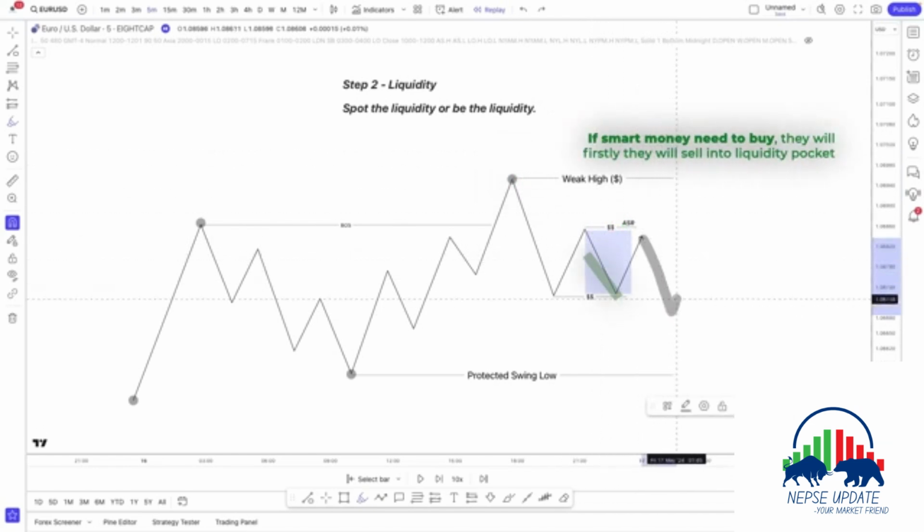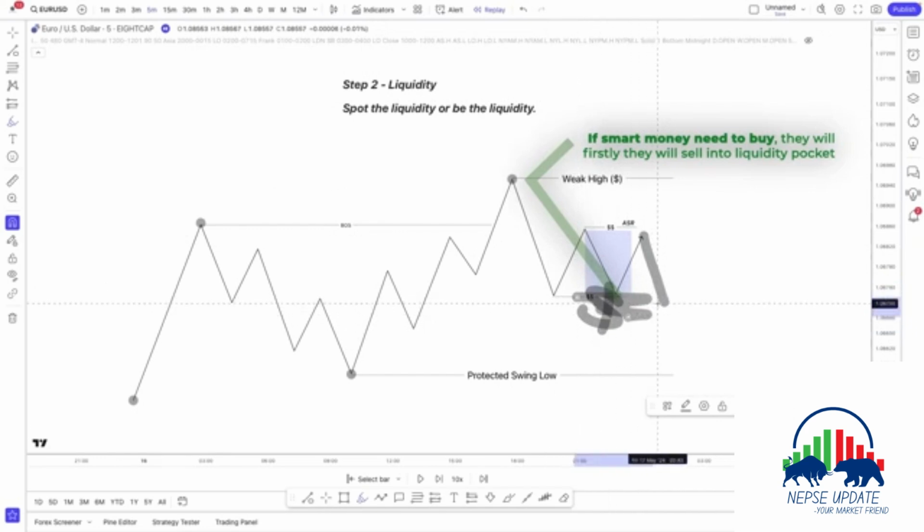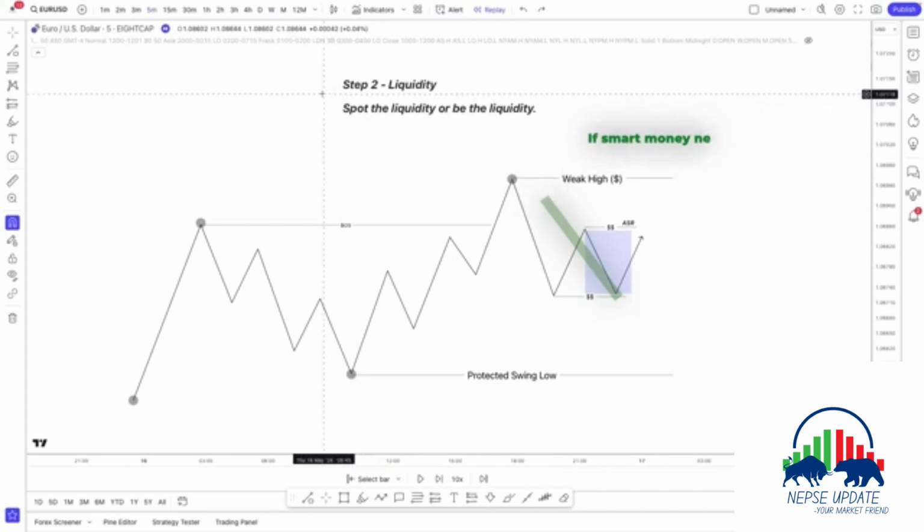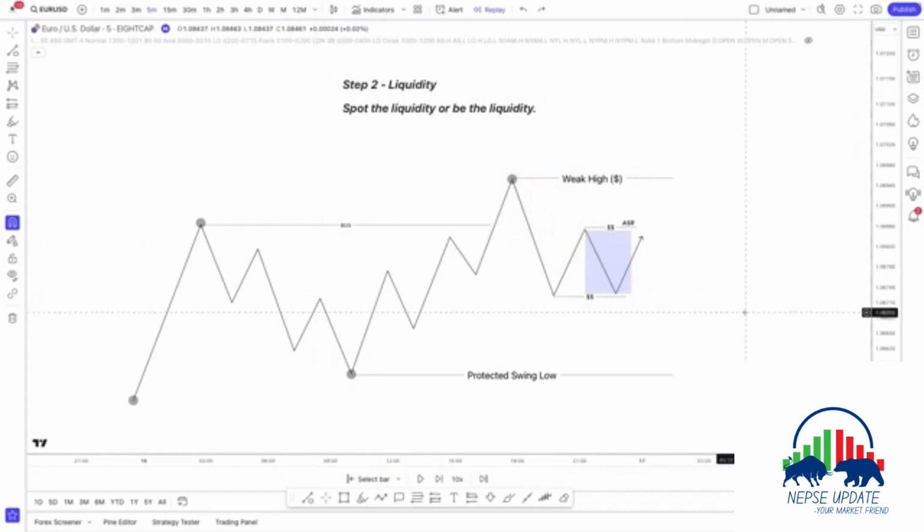Because if smart money need to buy, they will first sell into the pocket of liquidity so that we induce all of these sellers, and they don't have to initiate so much capital to get to where they want to go, right? Again, that is a very brief understanding of liquidity, right? Don't lose me. Let's go.